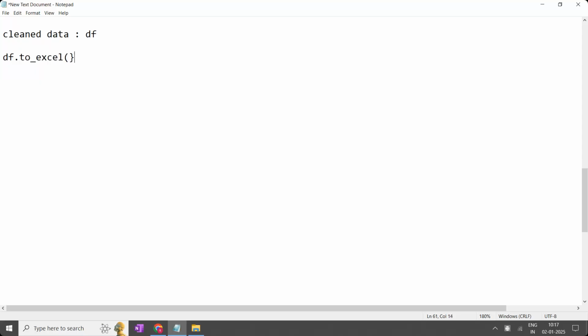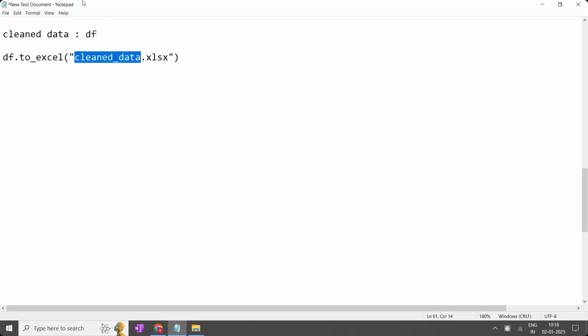In to_excel, you are going to write cleaned_data.xlsx. This is the file name. It is going to save as clean data. Choice is yours, you can write as per your choice.